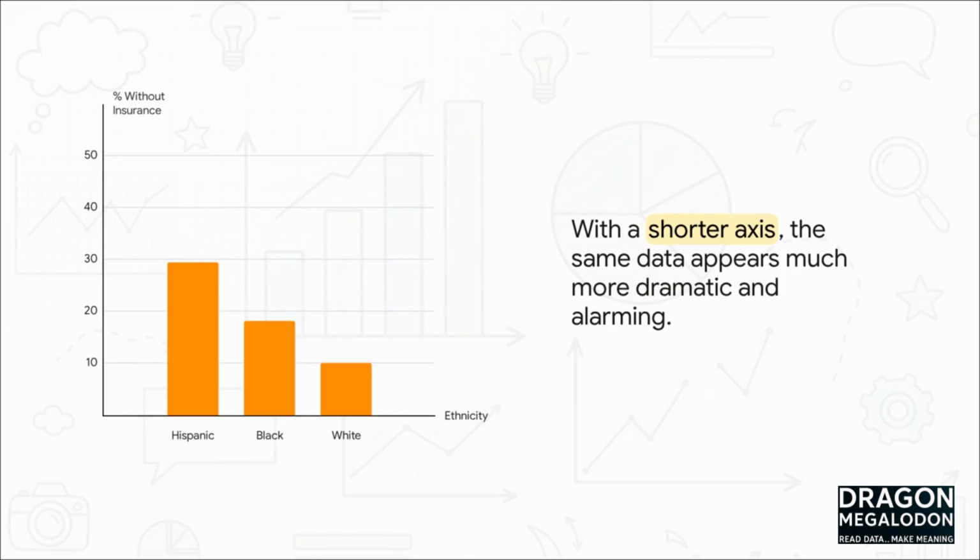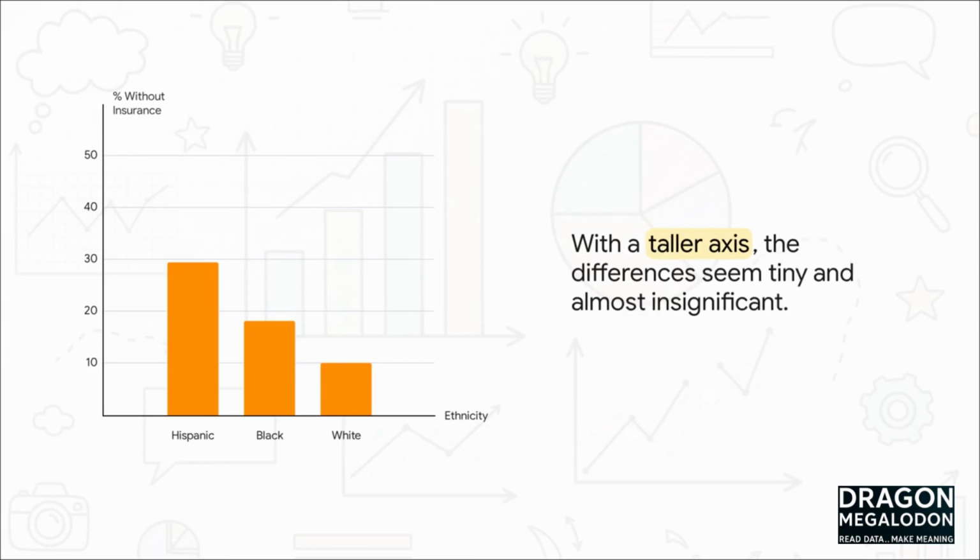And instantly, all the bars shoot up. Suddenly, the differences between the groups look way more dramatic, almost alarming. Now let's go the other way. Let's stretch that axis way out, all the way to 70%. See what happens. With the same exact data, those differences now look tiny, almost insignificant. Someone could easily use this chart to argue that this problem is no big deal.